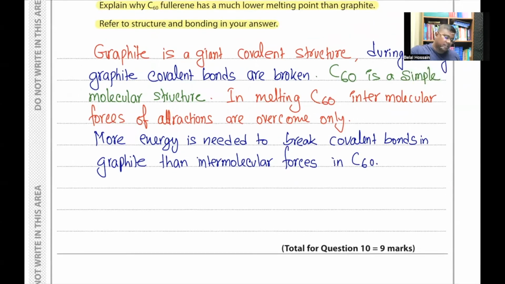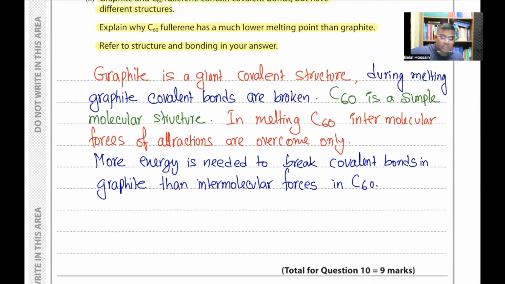So guys, basically graphite is a giant covalent structure. So during melting, the graphite covalent bonds need to be broken. Whereas a C60 is a simple molecular structure. In melting, C60 intermolecular forces of attraction are overcome only. So more energy is needed to break the covalent bonds in graphite than the intermolecular forces in C60. We know that covalent bonds are always stronger than intermolecular forces.